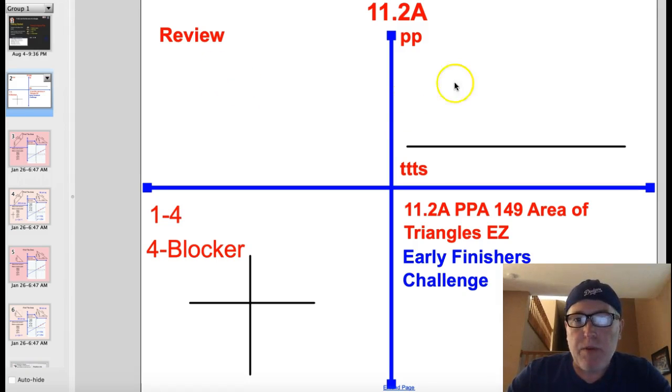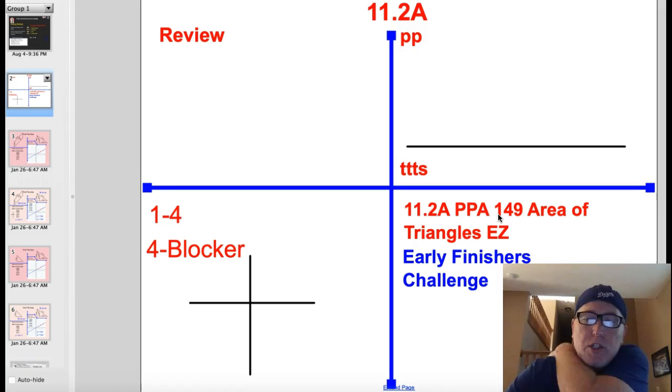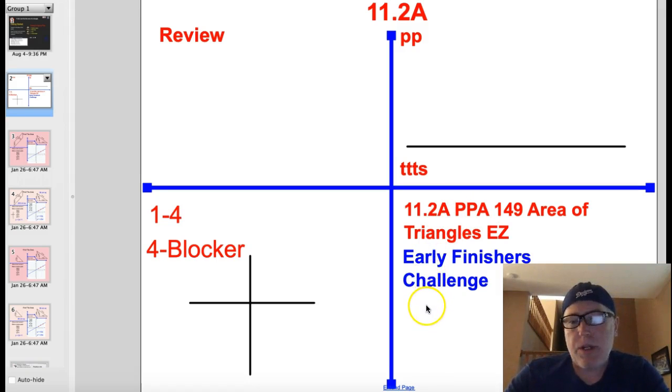Typical lesson, we got a review, we got some video work, 1 through 4 in a 4-blocker, so we have 8 questions in this video, and then you'll have 16 questions on PPA 149. This is one of those punchline puzzle sheets. Looks kind of fun. Let's just get this target down, all right?